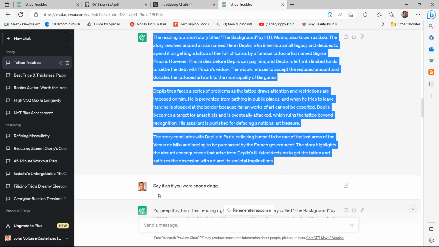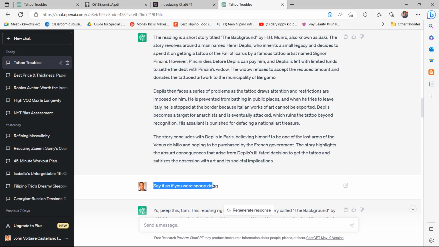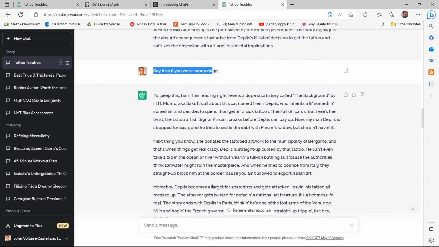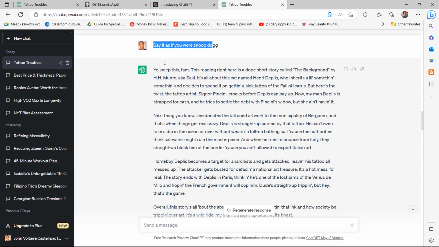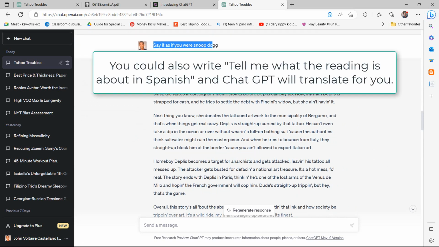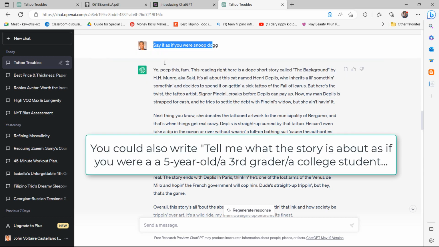You can say it as if you were Snoop Dogg, and it'll tell you in Snoop Dogg's voice what it's about. You can say it as if you were Donald Trump. Say it as if you were Kamala Harris, Joe Biden, Kanye West. Say it in a poem as Kanye West, Justin Bieber, whoever. The point is, it'll tell you all about what anything pasted is about, based on your instructions.